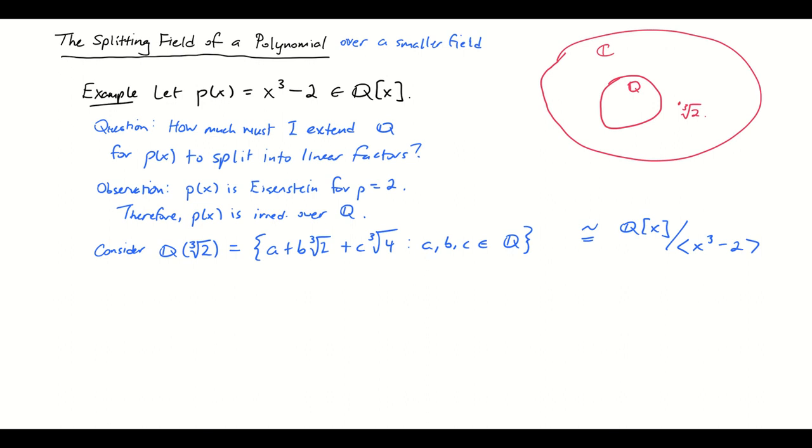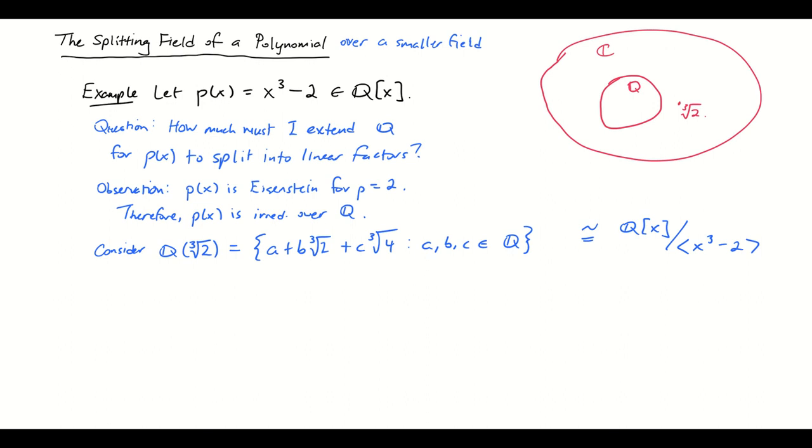We proved that in one of the previous videos, that adjoining this way by taking a quotient is isomorphic to adjoining by just tacking on something in a larger field that we know is a root. And we know from our previous work that this extension, because we're modding out by a cubic polynomial, is a vector space over Q of dimension 3. Therefore, we need 3 free parameters here, one for the unit 1, one for the cube root of 2, and one for the cube root of 2 squared.